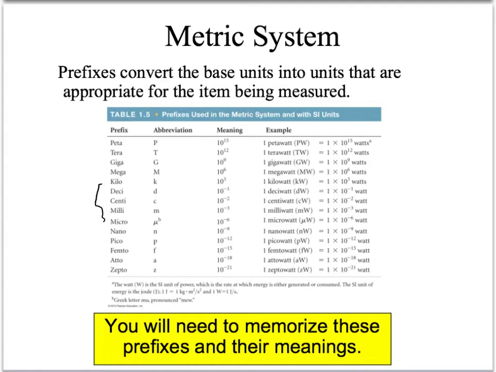So something like a kilo, as in kilogram, abbreviated K, means that there's 10 to the third of whatever is there. So here we have 1 kilowatt, means that we actually have 1 times 10 to the third watts, okay, or 1,000 watts. So you need to memorize these prefixes, and you need to understand exponential notation and how to go back and forth using it. If you need a review for that, you should probably see Appendix A1 in the textbook.